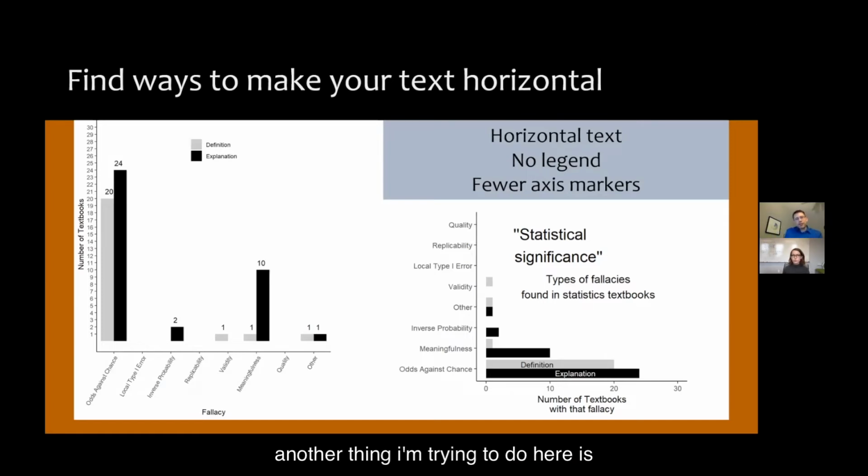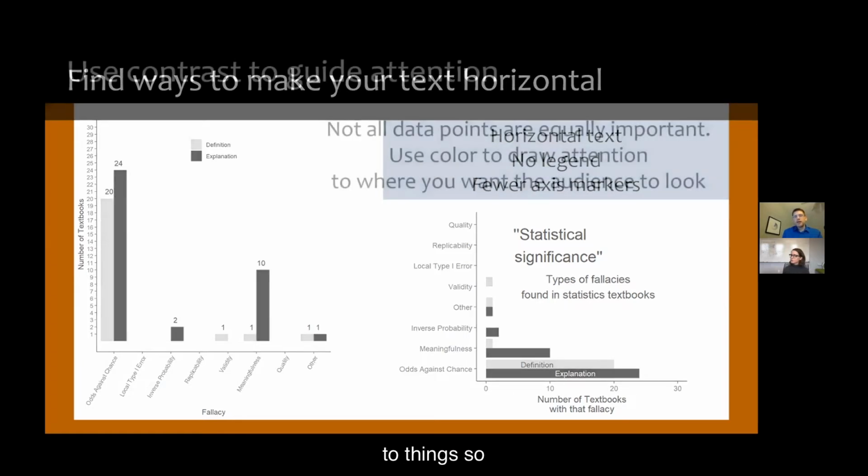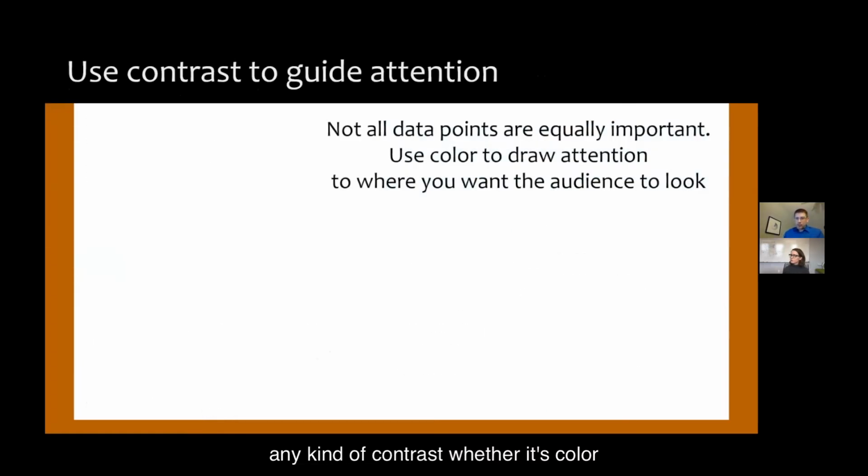Another thing I'm trying to do here is use the colors to guide your attention to things. Any kind of contrast, whether it's color or shape or angle, can be used to guide the audience's attention. Kelsey talked about this before in terms of setting up a plot to show things sequentially, to make sure everyone's looking where you want them to look. If you're creating a static plot, you don't have that element of time, but there are still really good strategies you can use.